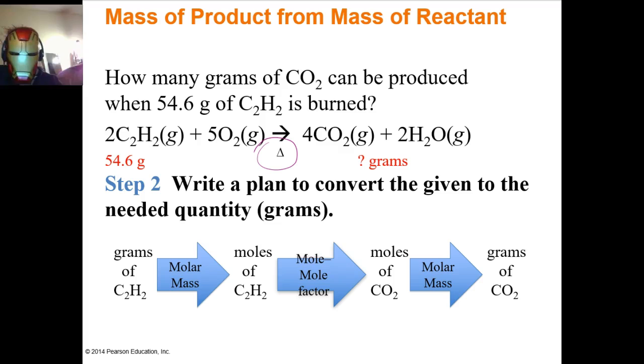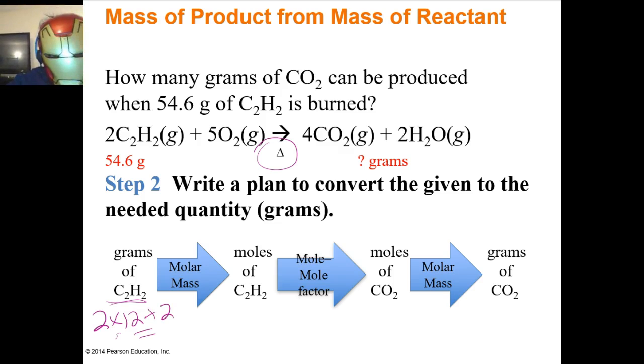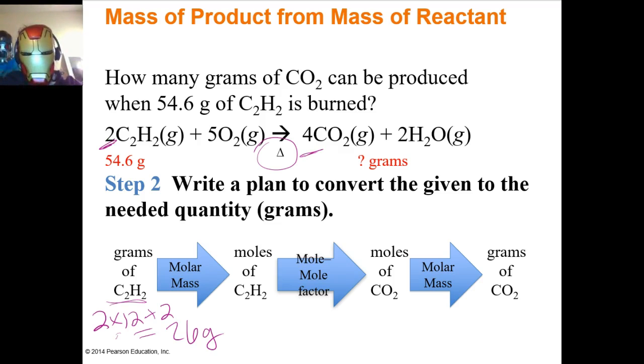When you write a plan, we're going from grams of acetylene. We're going to get the molar mass, which is going to be 2 times 12 for the carbons plus 2. So your molar mass of acetylene is going to be 24 plus 2, which is 26 grams. That's going to give you moles of acetylene. Then the mole to mole ratio of acetylene to carbon dioxide: 2 acetylenes produce 4 carbon dioxides.